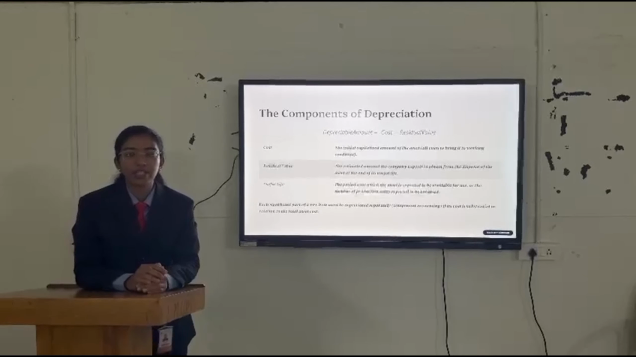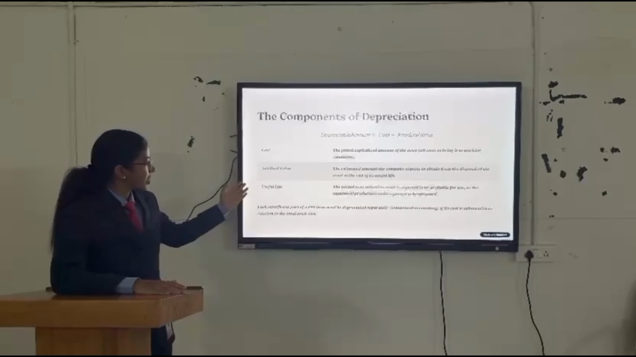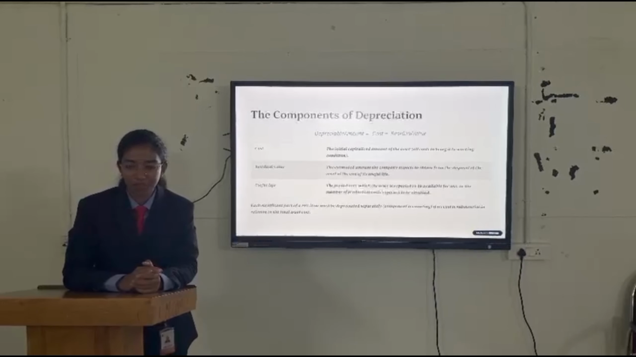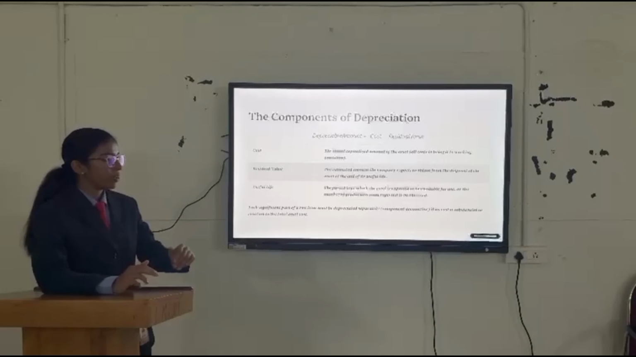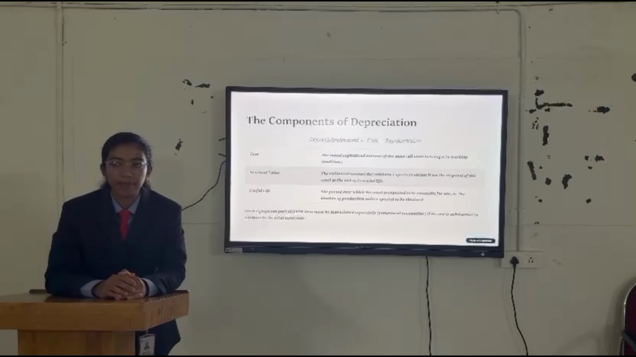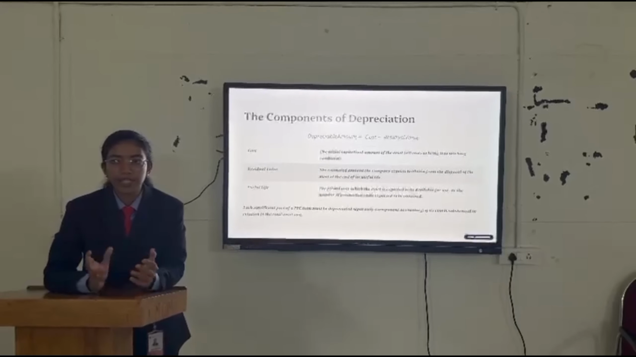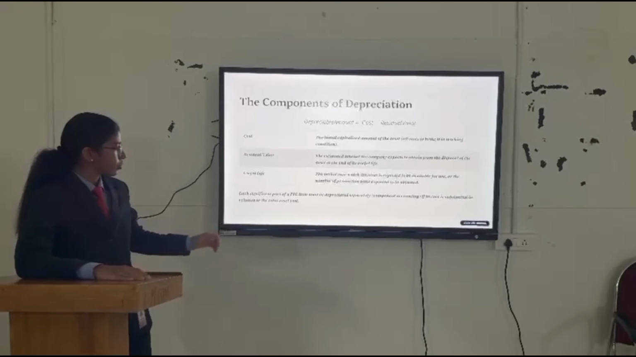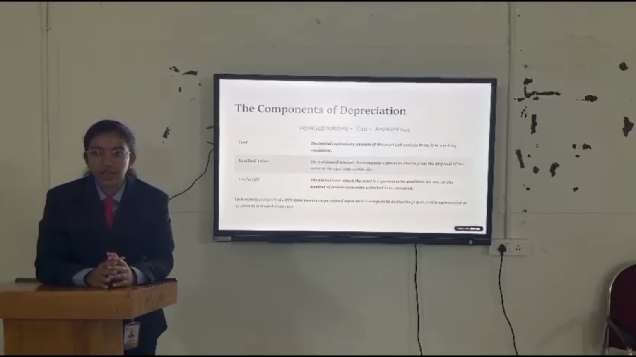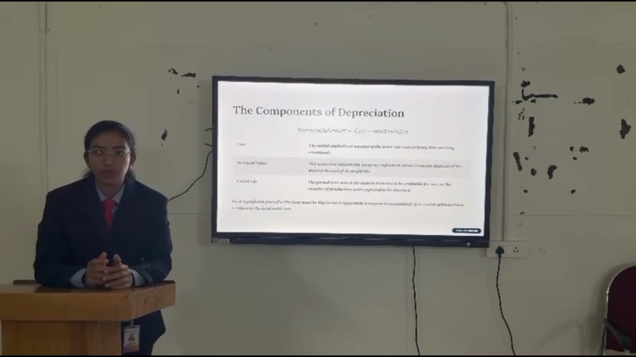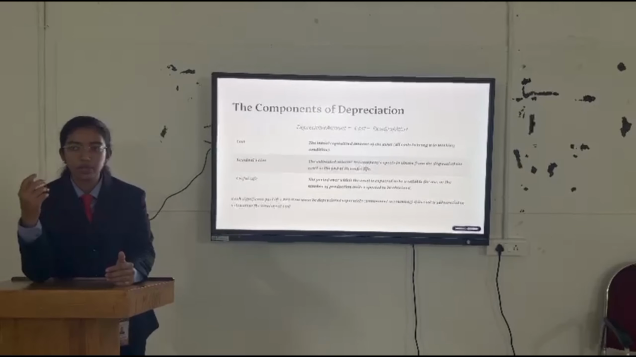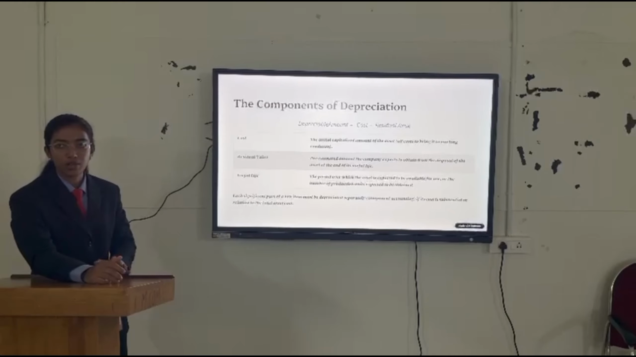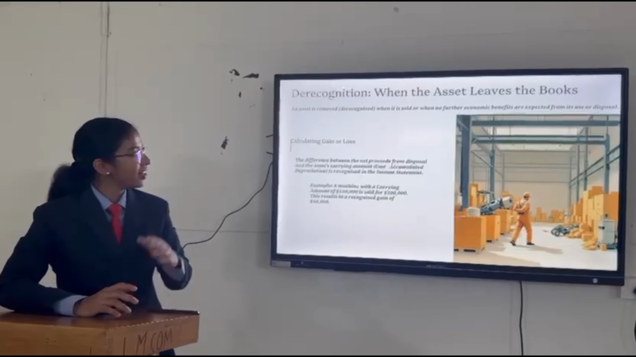Next is components of depreciation. There are three components: first one is cost, second one is residual value, third one is useful life. Cost means the initial capitalized amount of an asset. Residual value is the estimated amount the company expects to obtain from the disposal of the asset at the end of its useful life. And useful life is the period over which the asset is expected to be available for use, or the number of production units expected to be obtained. These are the three components of depreciation.